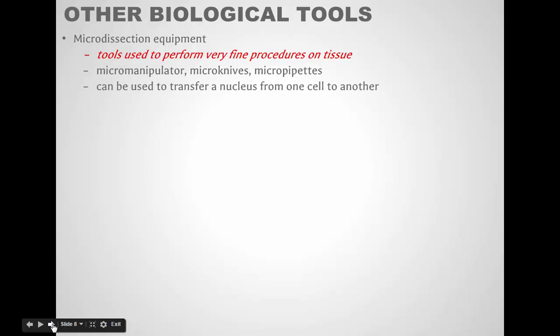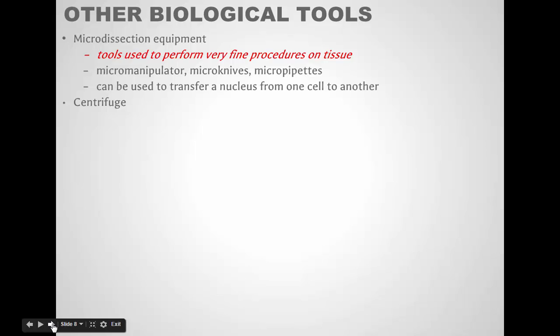And this is often used in cloning and in vitro fertilization and things like that, where they can actually use this microdissection equipment to take a cell, puncture it, suck out the nucleus, and then inject it into a completely other cell. And that's how cloning works. They can use it to insert a sperm cell into an egg cell to fertilize that egg cell. So it's using these tiny little tools to manipulate cells.